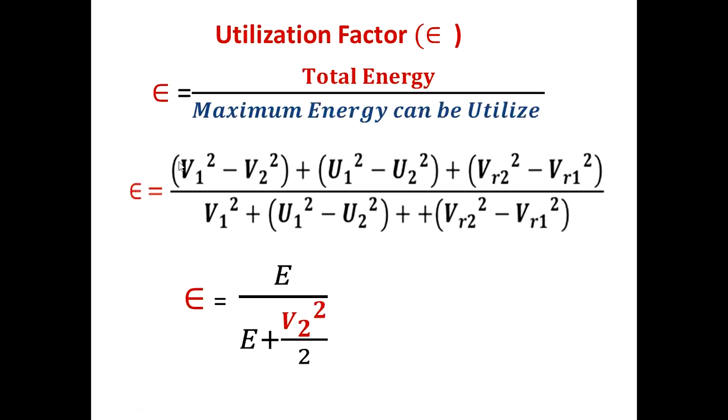Also see this equation, I will write it with E as the total energy. Okay, I will write E plus V2 square divided by 2. Please keep in mind, this is a very, very important equation while deriving other equations. Also, to solve problems, sometimes you can use this one equation directly and you will get the answers. Okay, see, put E here and V2 square divided by 2, then you will get this. So this is correct, that is, the utilization factor is equal to E divided by E plus V2 square divided by 2.